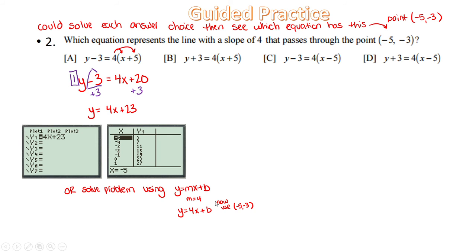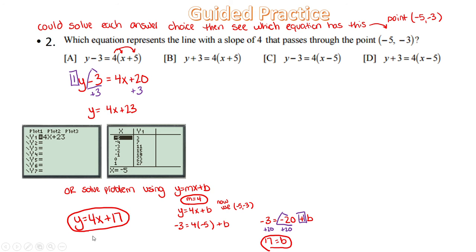The way we would solve for b is we would use the point that they gave me, -5, -3, and plug that in for x right here and for y. So after I multiply these together, I now have -3 equals -20 plus b. Now to solve for b, I would move the 20 over to the other side, giving me 17. And then I would take that answer plus the slope they already gave me and plug that into my equation, and my equation would be y equals 4x plus 17.